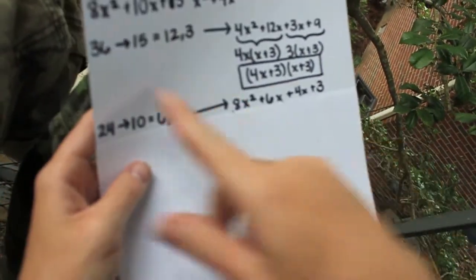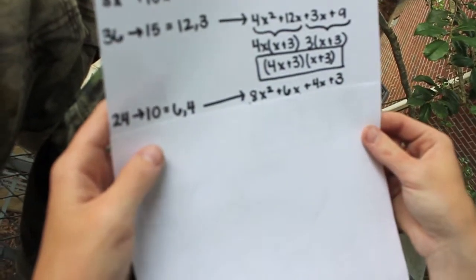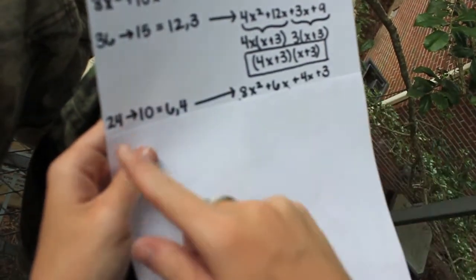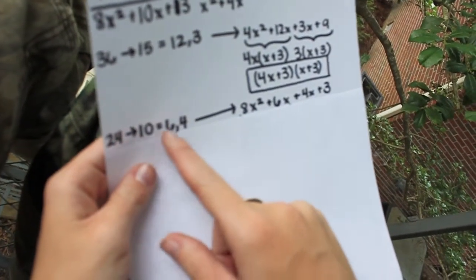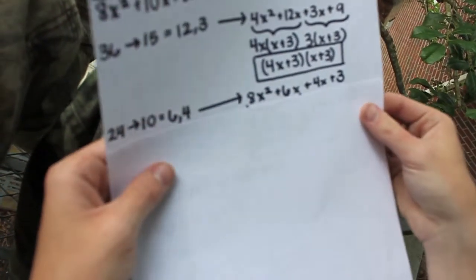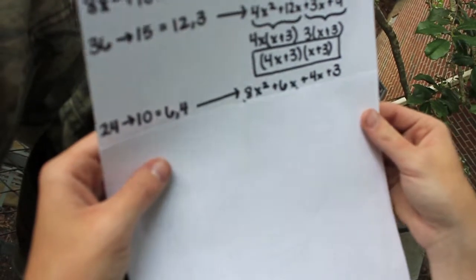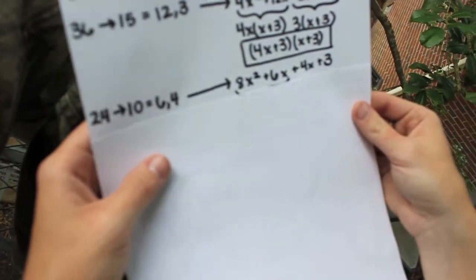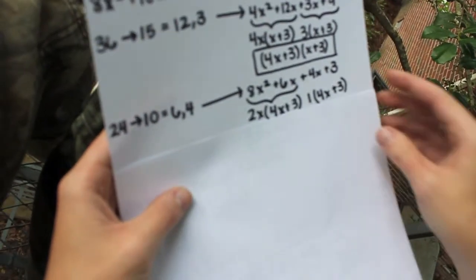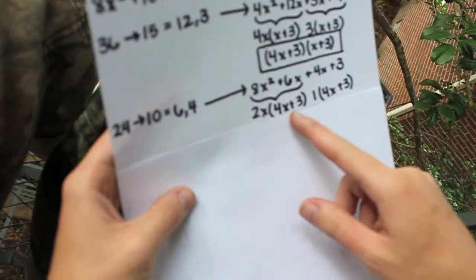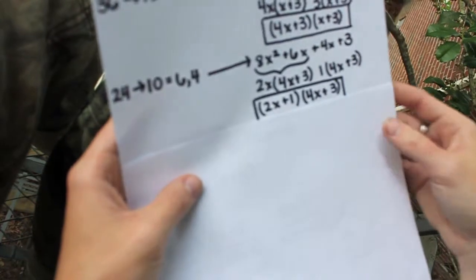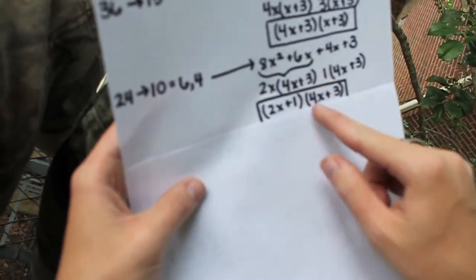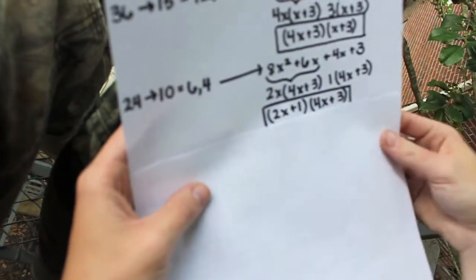The next part we're going to look at is 8x squared plus 10x plus 3. You look for 8 times 3 is 24, and the factors that add up to 10 are 6 and 4. You plug those in for your x's, and you have 8x squared plus 6x plus 4x plus 3. Take it 2 by 2, and you're left with 2x, 4x plus 3, plus 1, 4x plus 3. So your factors are 2x plus 1, and then your constant is 4x plus 3.